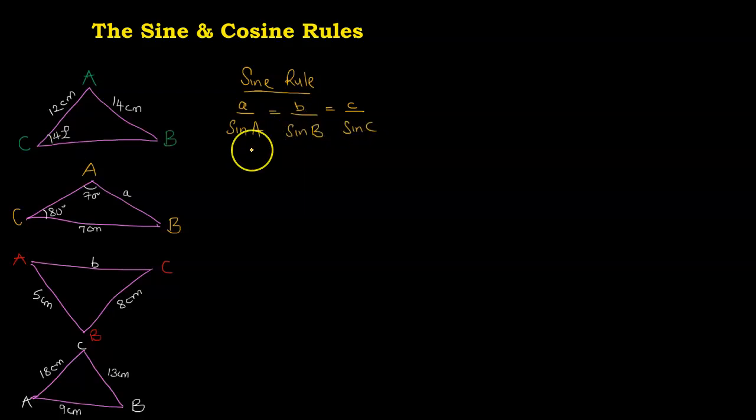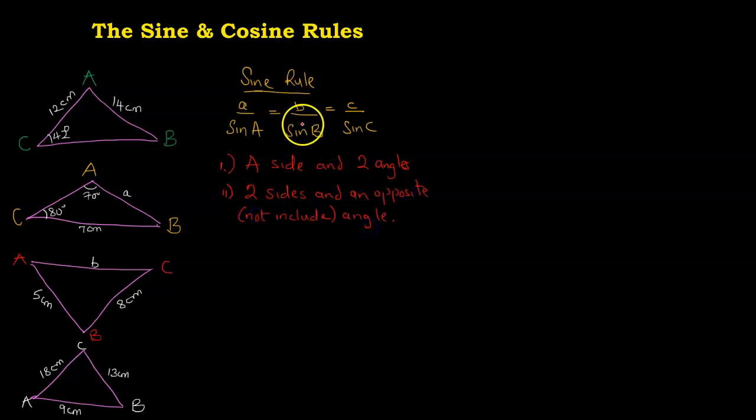But when do we use the sine rule? We use the sine rule when we are given the following information: if we are given a side and two angles, or if we are given two sides and an opposite angle. So this is the sine rule. Let's consider the cosine rule so we would be able to compare.